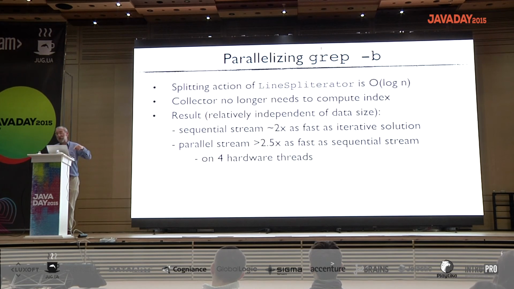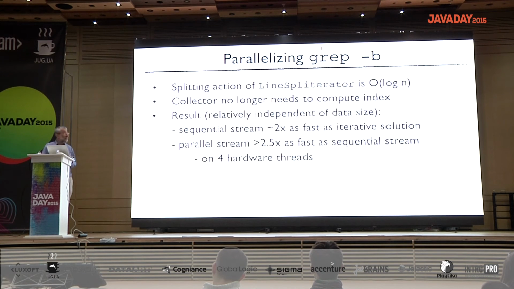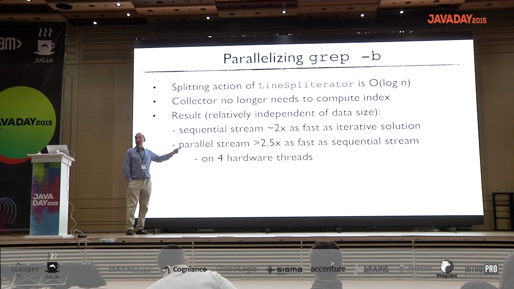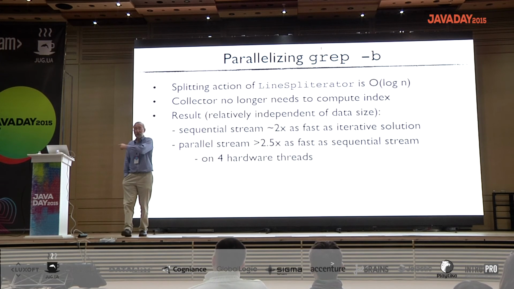It's actually much better than it used to be, because the collector doesn't need to compute the index any longer, since we can put the displacement within the file into each split. So basically, if you can find the right solution, you're going to do really well, and parallelization will really work for you. In this case, the sequential stream is better than the iterative solution, and the parallel stream gave very good speedup. Perfect speedup would be 4 times on a machine with 4 hardware threads like mine, but 2.5 times is a big gain.